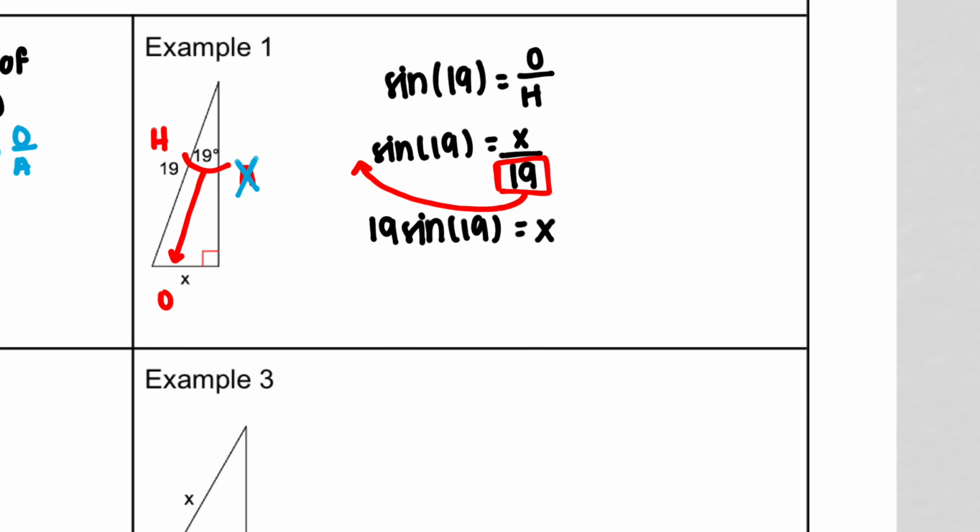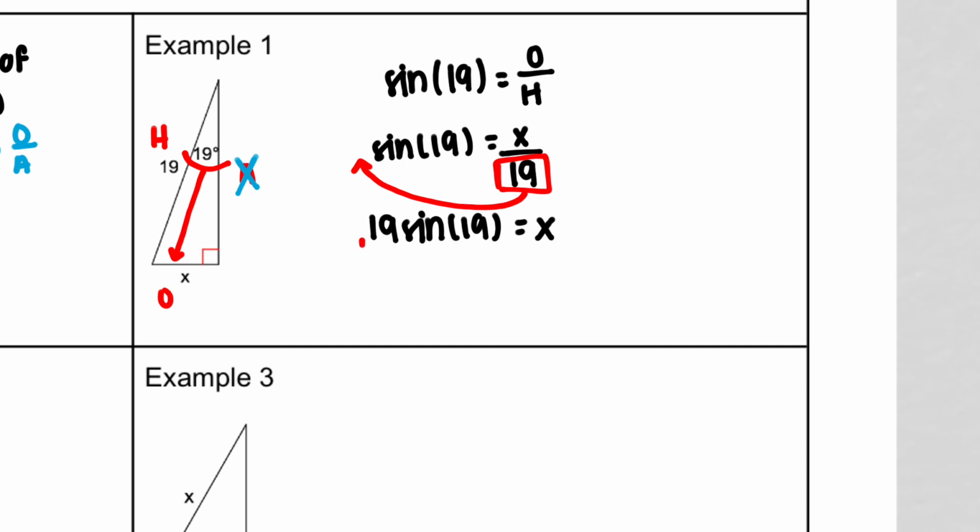Once X is by itself like it is here, it's just X equals something, you get to plug this whole side into the calculator. So you need to plug 19 sine of 19 into the calculator. And when you plug that in, you should get 6.186. So you do have to use some of your rounding skills here, and I find out that's what X is equal to. So if you notice here, this is a situation when X is on top. We move the bottom to the front and plug into the calculator. There is a second situation that we're going to go over next.